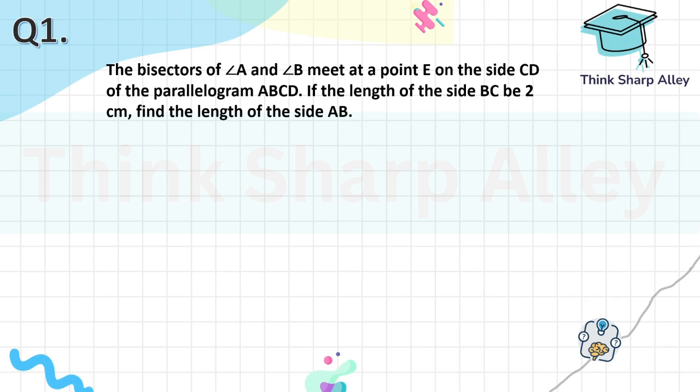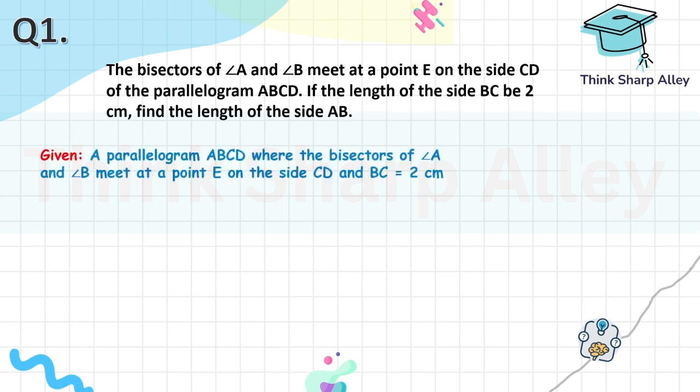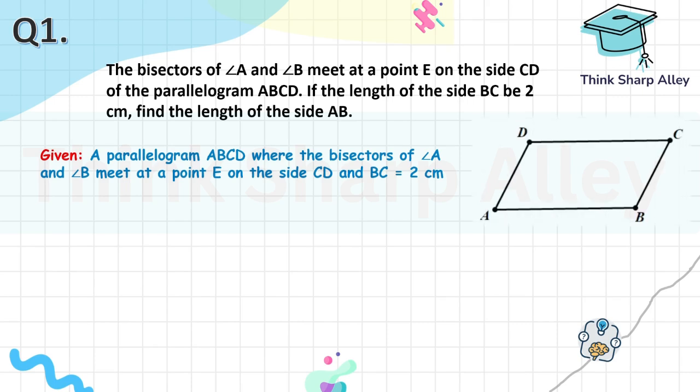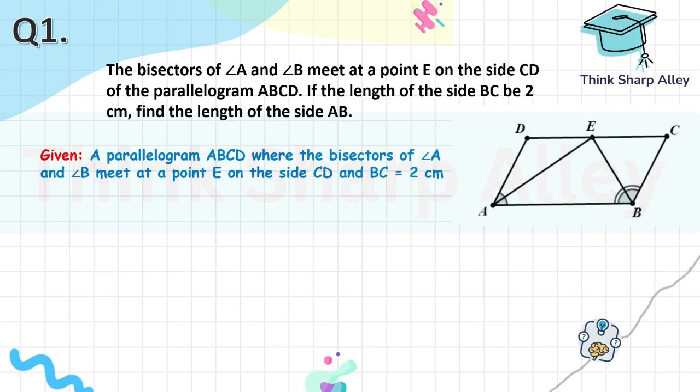Bisectors, angles, and a side that's just 2 cm long. Sounds simple? Let's see. So, here we have been given the bisectors of angle A and angle B meeting at point E on the side CD. So let's draw the bisectors of angle A and angle B of a parallelogram ABCD. So we have a parallelogram ABCD and let's draw the bisectors. So AE and BE are the respective bisectors of angle A and angle B. We have to find the length of the AB.